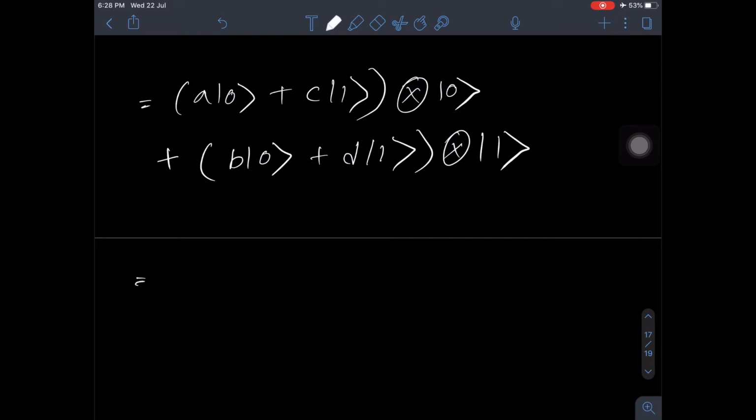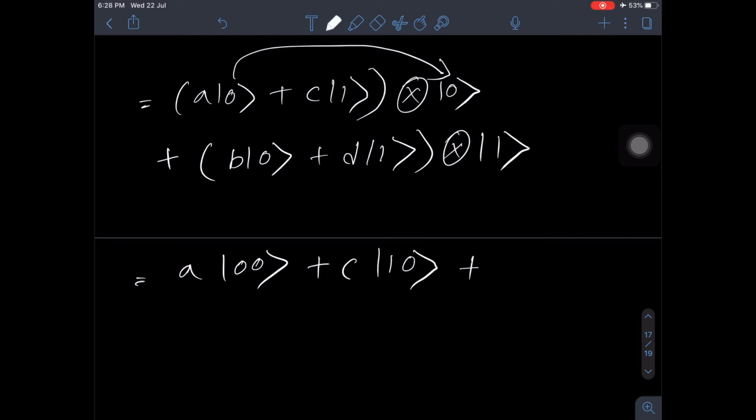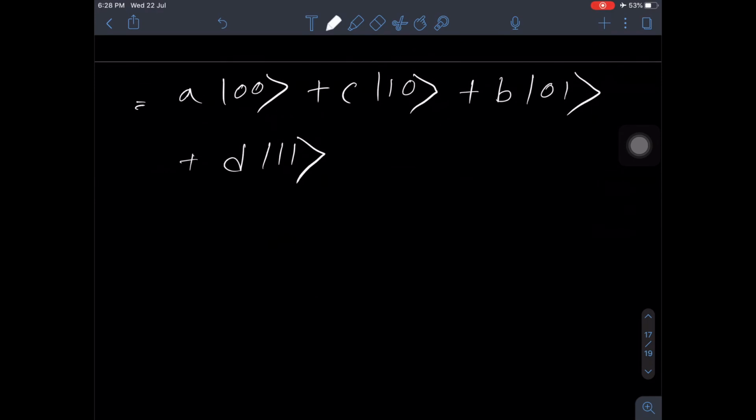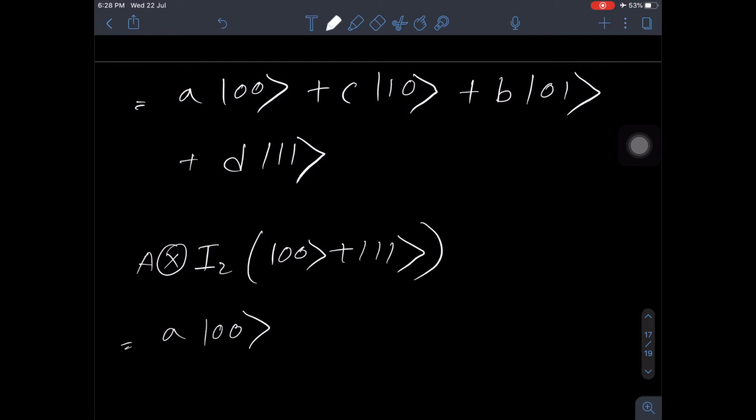And now if you do the multiplication again, you get a 00, because this tensor this will give you 00, plus c 10 plus b 01 plus d 11. Okay, so the final result is A tensor identity 2 on the vector 00 plus 11 would give you this result: a 00 plus c 10 plus b 01 plus d 11.